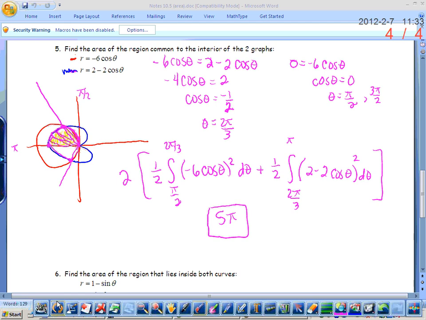Okay, look at number 6. Draw me the picture on your calculator and then draw it on your paper and find any necessary points of intersection that you would need to work the problem.